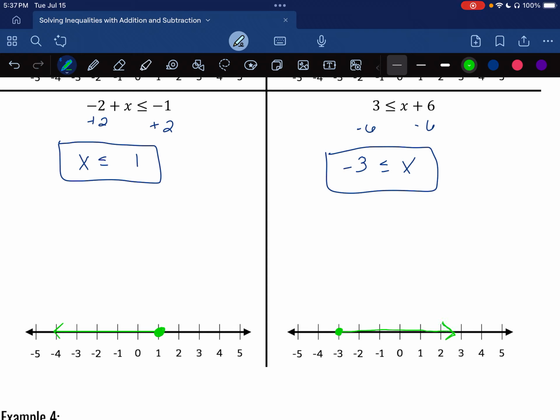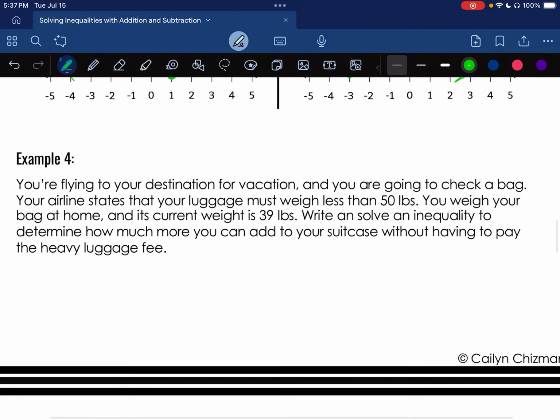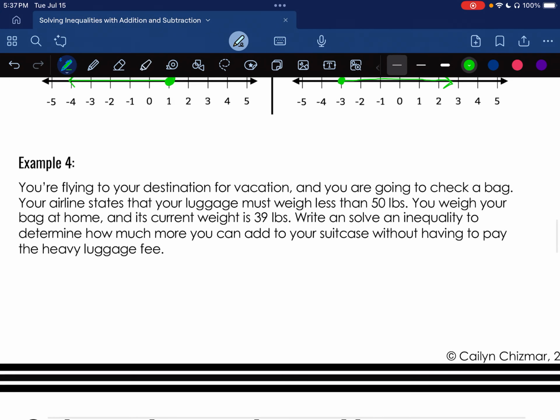All right, now we're going to talk about one of my favorite things, which is vacation. So you are flying to your destination for vacation, and you're going to check a bag. If you've never flown before, what this means is your bag isn't coming onto the plane with you, it's going on the belly of the plane, and you'll get it back once you land. Which is kind of nice because there's different requirements for how much you can fit in it. It can be bigger than what you bring on the plane with you.